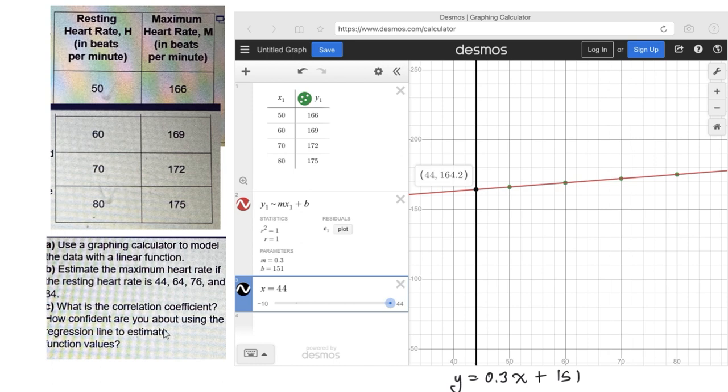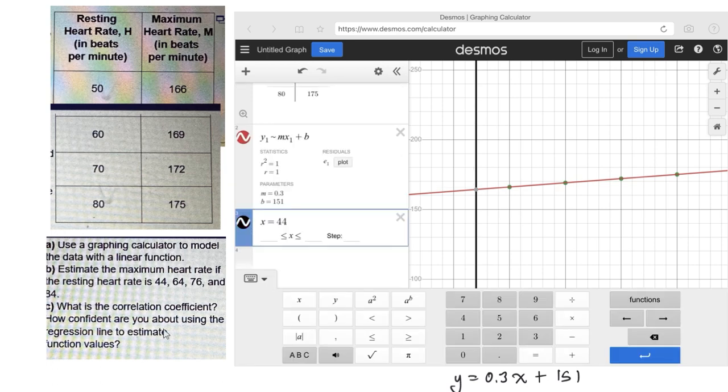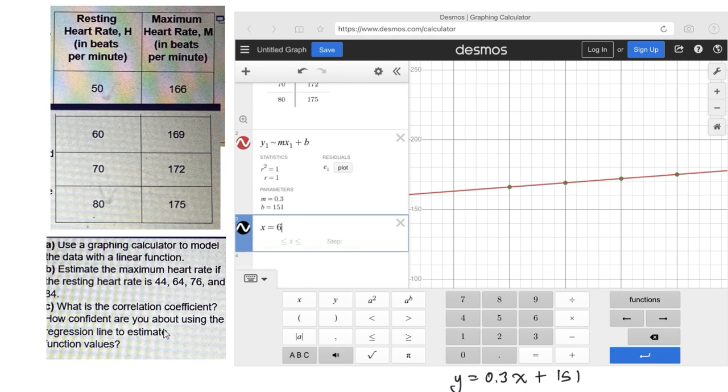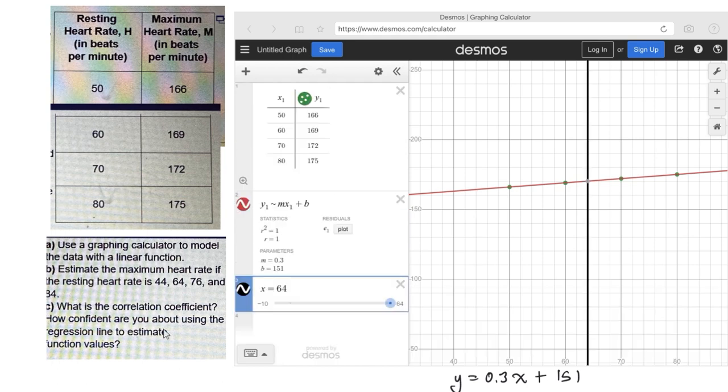If I want 64, let's get rid of that. Put a 64 in. My line moves. I tap on it. At 64, maximum heart rate 170.